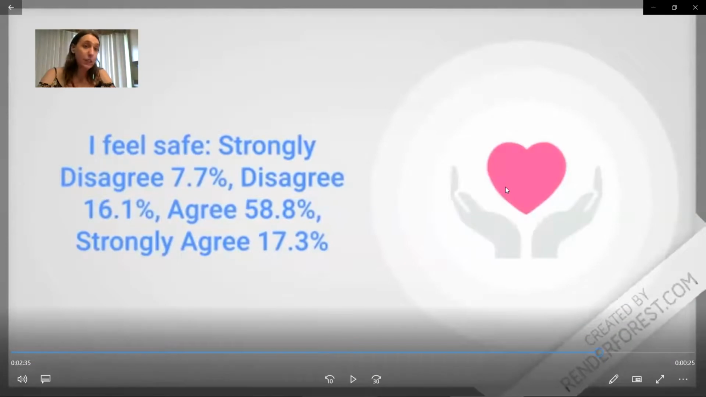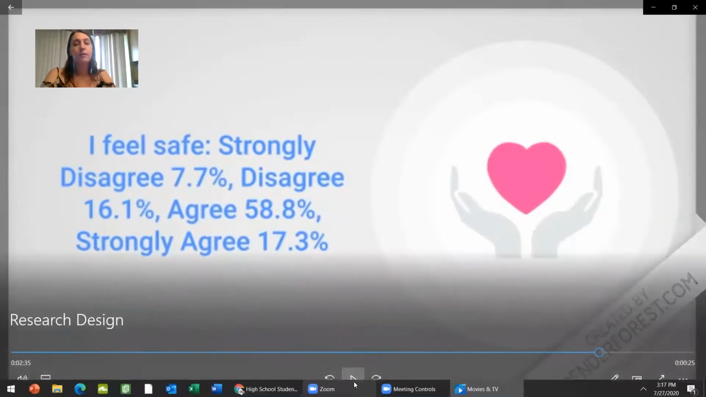7.7 percent of students said that they strongly disagreed. They didn't feel safe in the school at all. Then 16.1 said no, they didn't. 58.8 said, yes, I do feel safe. And then 17.3 said, I feel very safe.